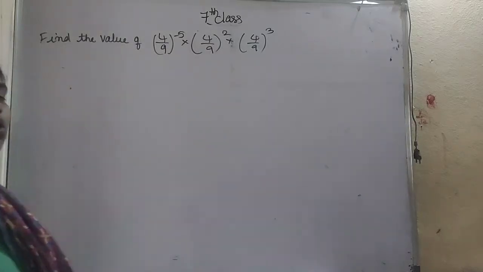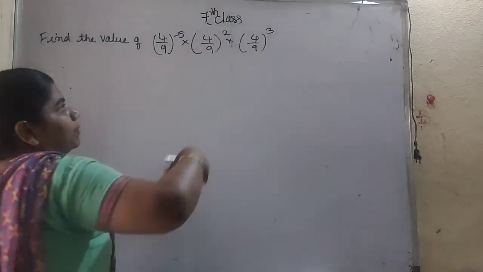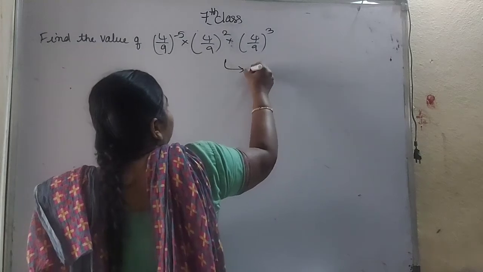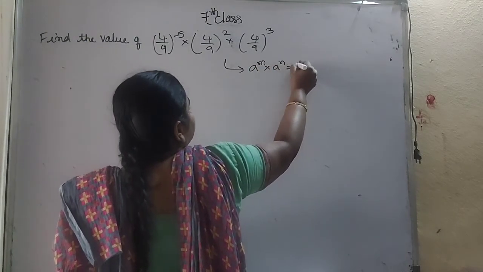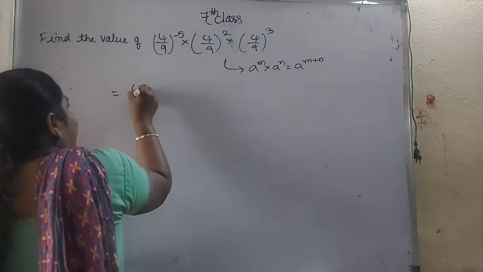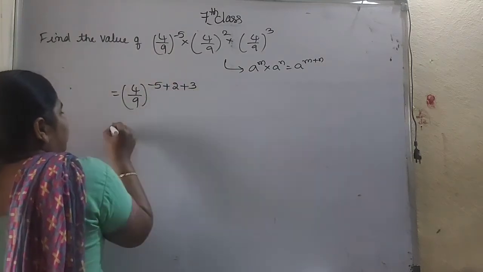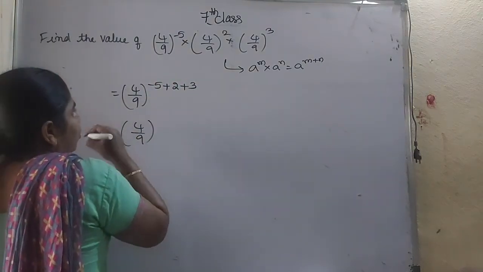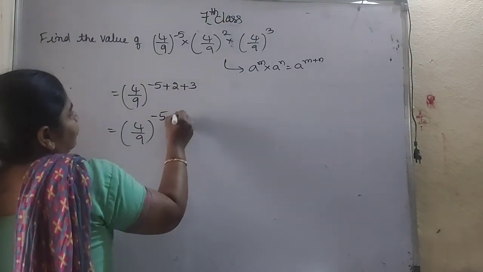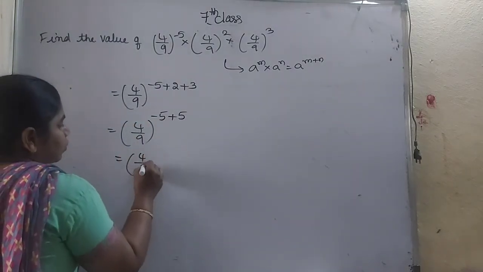If you see this, all the base values are equal and the powers are different, and in the middle you have the multiplication sign. So which law can we use? We can use a power m into a power n is equals to a power m plus n. So we can add all the powers. So it will be (4/9) whole power minus 5 plus 2 plus 3. This is minus 5, and 2 plus 3 will be 5 again. So minus 5 plus 5 will be equals to 0.